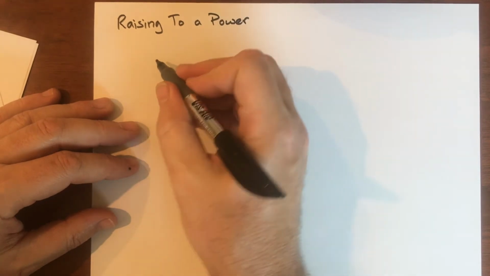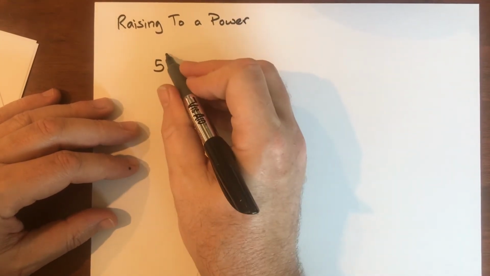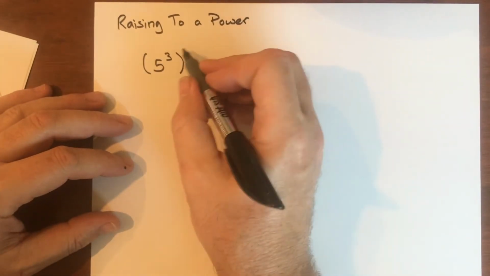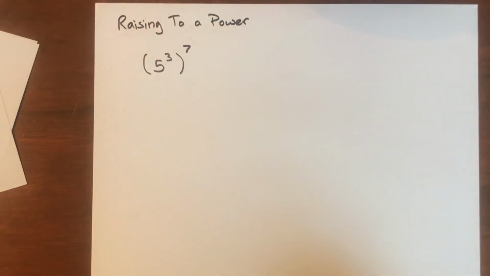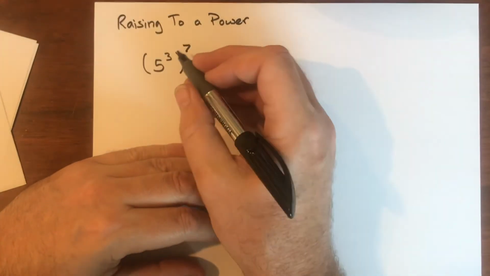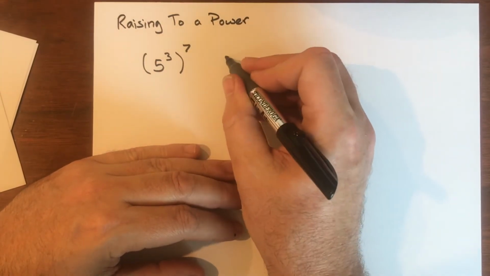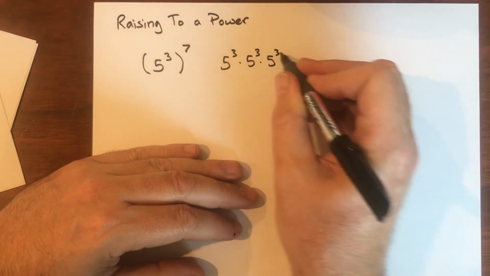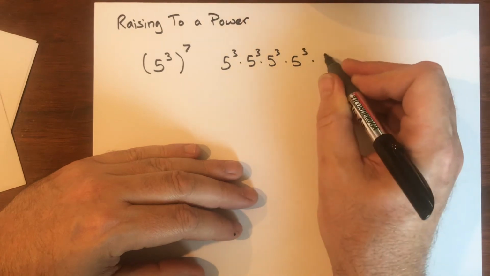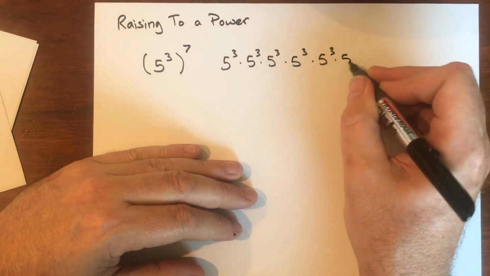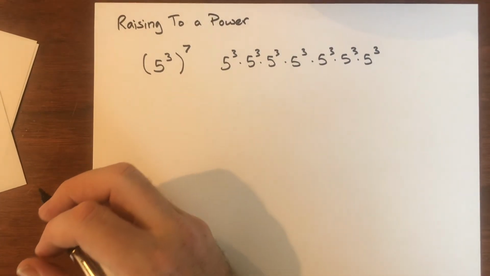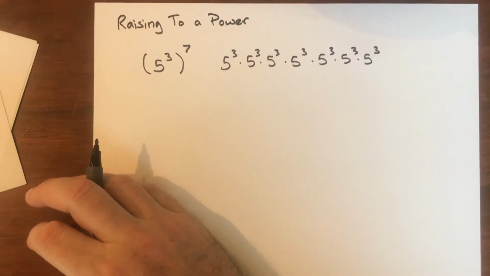Okay. What this looks like is you have a base, let's say 5, raised to a power, in parentheses, that is raised to a power. Now what it's really saying is it wants 7 5 to the power of 3's, or 5 cubes. Right? This is multiplication again.